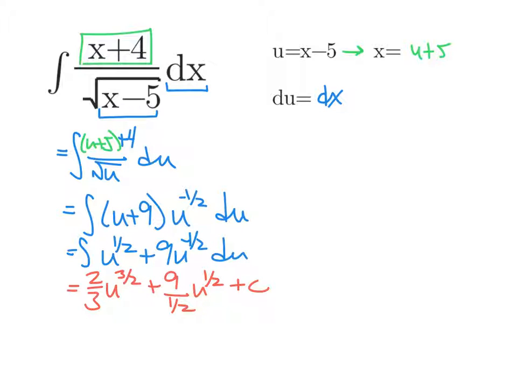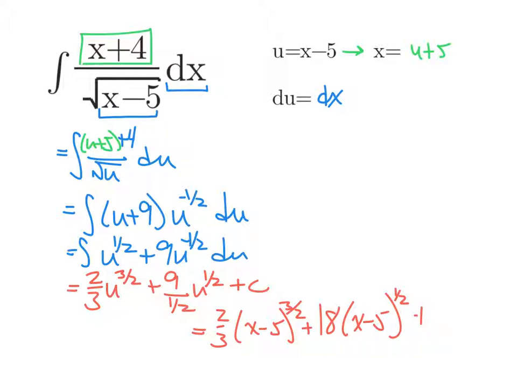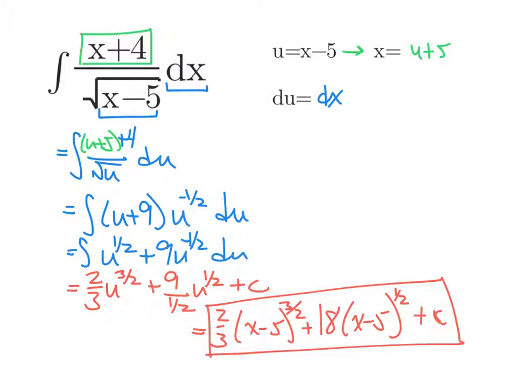Last step is to clean up any coefficients as well as substitute that x - 5 back in for the u's. When I do that, I'm left with 2/3 times u, which is (x - 5) to the 3/2, plus 9 divided by 1/2 is 18, times u, which is (x - 5), to the positive 1/2, plus my constant of integration. And there is our indefinite integral.